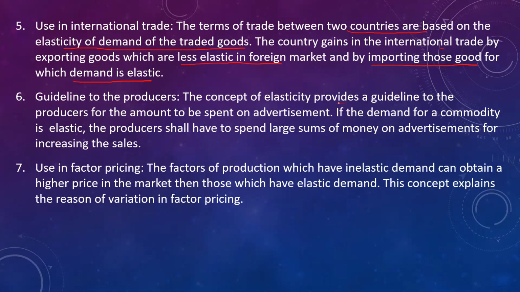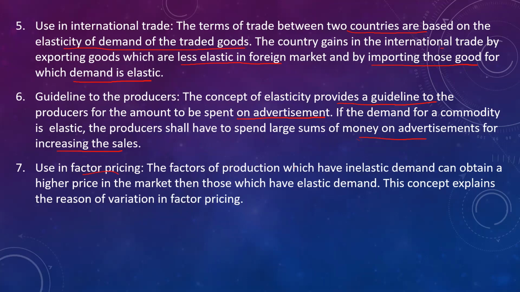Then it gives the guideline to the producer. The concept of elasticity provides guidelines to the producer for the amount to be spent on advertisement. If the commodity is elastic, the producer shall have to spend a large sum of money on advertisement for increasing the sales. The producer has to advertise his commodity so that many people will gain attention for their commodity. For inelastic goods, whatever may be the price they are going to purchase, so the producer need not advertise it. But in case of elastic goods, they have to advertise them.